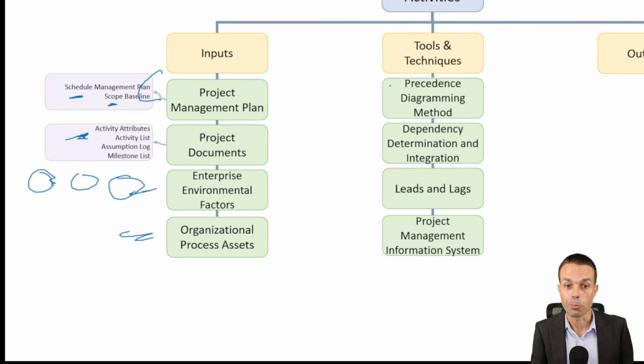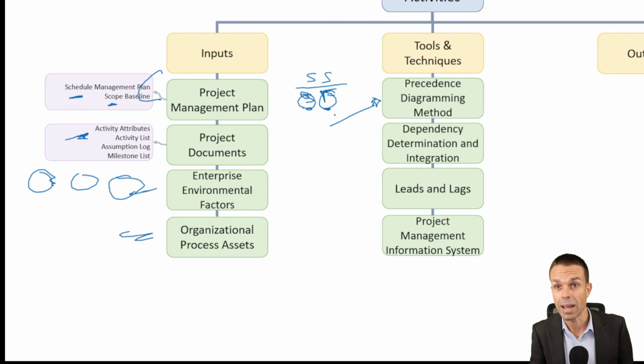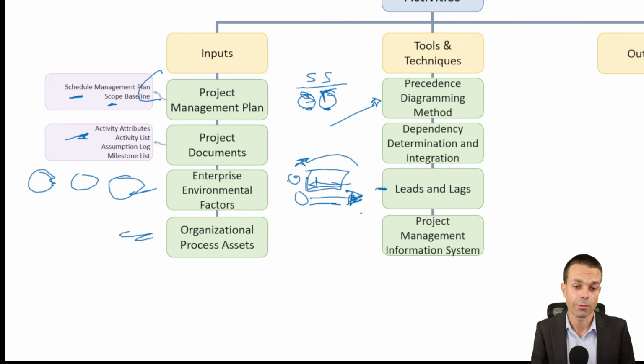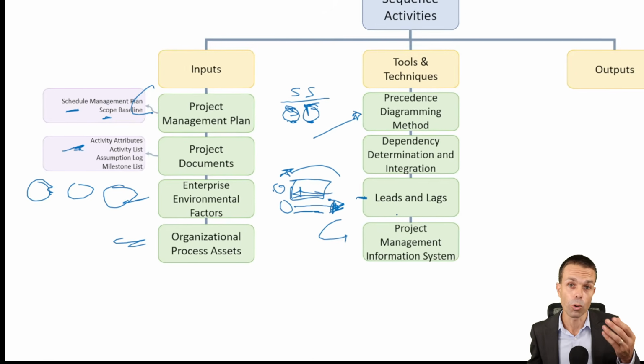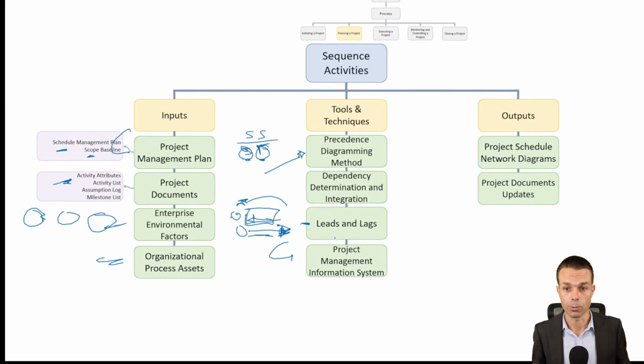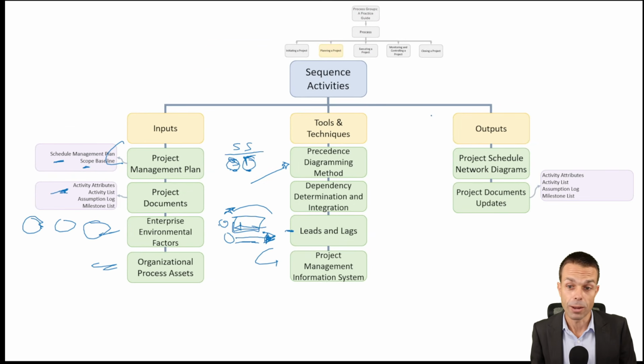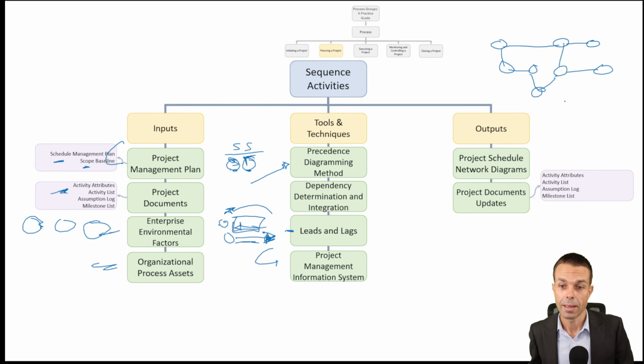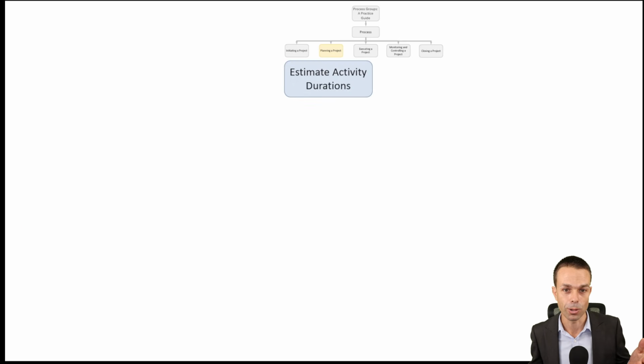Tools and techniques: the precedence diagramming method, dependency determination and integration, which activities are dependent on each other, leads and lags. And of course, we're going to need our project management information system, so that holds all of the project data that we're going to be working with. Project schedule network diagrams are things like the nodes. So if these are the activities, what is the sequence that we need to do these in? And then project updates, activity attributes, we might need to update those as we go along.